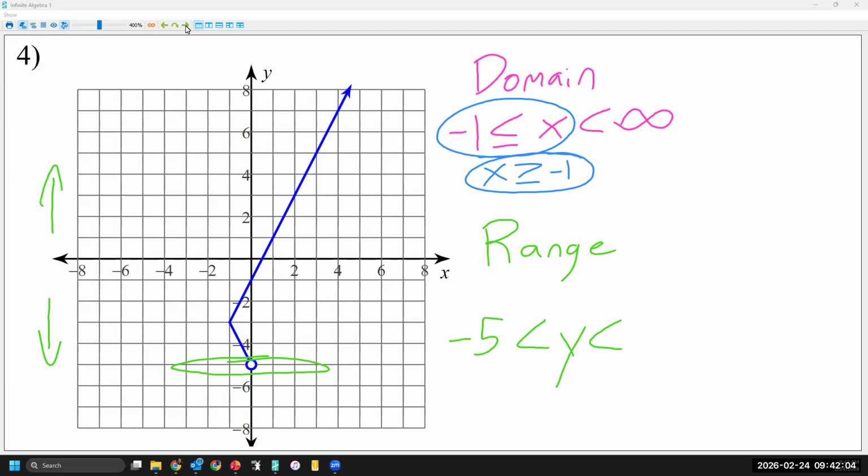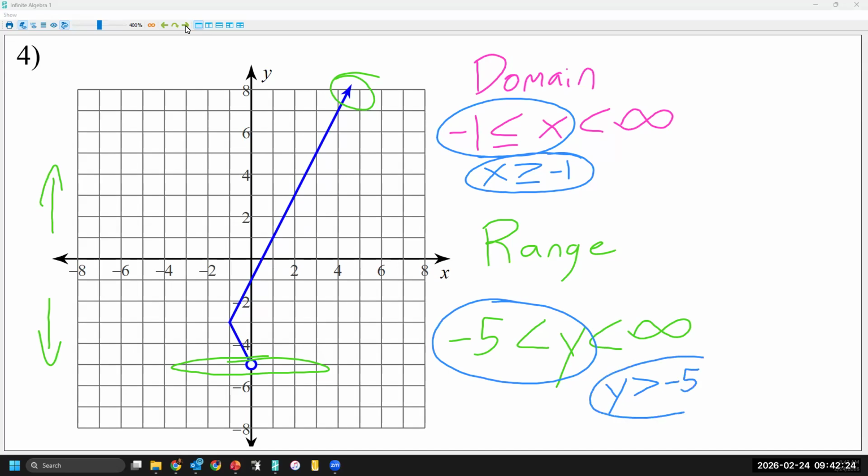Well, then I think, okay, well, how far up does my graph go? Well, my graph's going to keep going up forever. So over here I have infinity. Good. Leave it like that. Or if you isolate and then flip, we'd have y is greater than -5. That would be my domain and range for number 4. All right. So if you're good with numbers 1 through 4, go ahead and try 5, 6, 7, and 8.